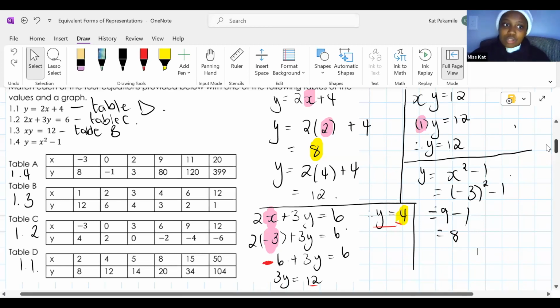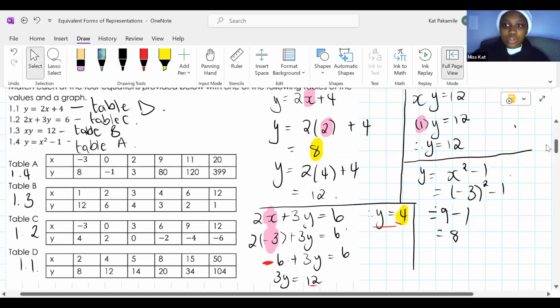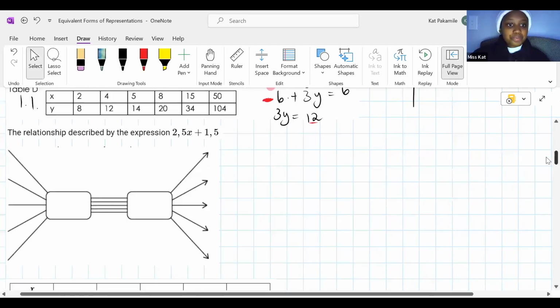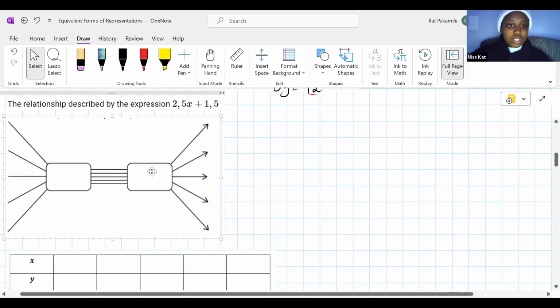The point is you need to be able to identify which table goes with which equation. I forgot to write for 1.4 that it goes with table A. So 1.4 goes with table A. Okay, I hope we're all good. Let's see. So now we're going back to flowcharts, all right?